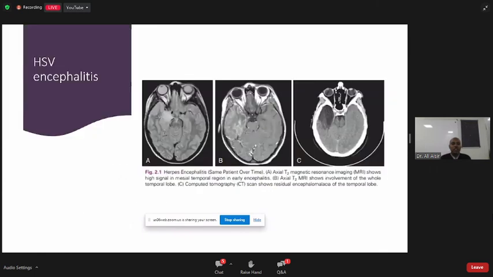And this is also an MRI for herpes simplex encephalitis affecting the temporal lobe. As you can see, the right temporal lobe is swollen.